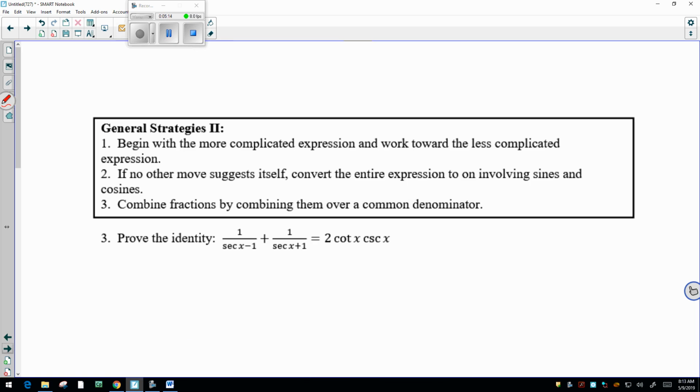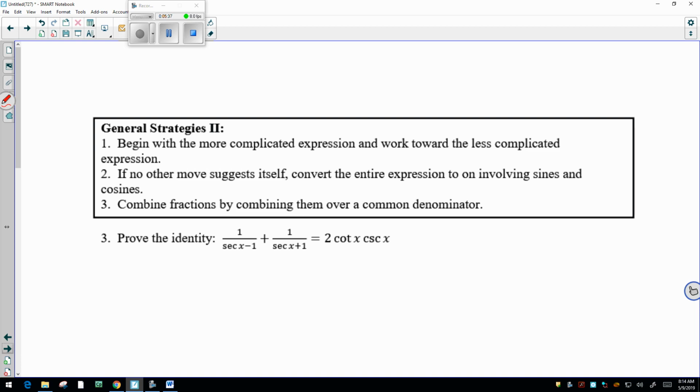Okay. A different strategy. Maybe you're looking at something and saying, I'm going to work with the more complicated expression and work towards the less complicated. In this case, it's still going to be starting at the left, working with the right. Again, if nothing else gives you an idea, you can convert the entire thing to one involving only sines and cosines. That's always a go-to.